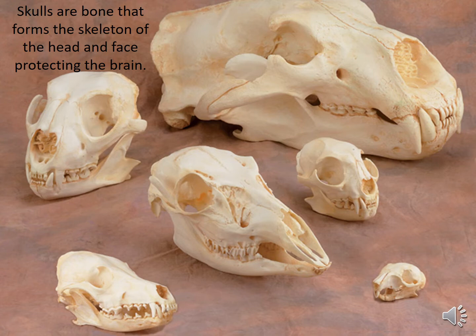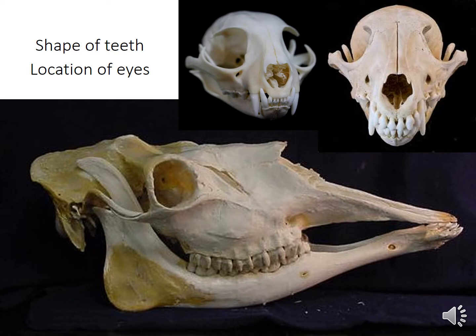Skulls are made of bones that form the skeleton of the head and face to protect the brain. You can tell a lot about an animal just by looking at different parts of the skull. First, let's talk about what the skull's teeth tell us about the food an animal eats.